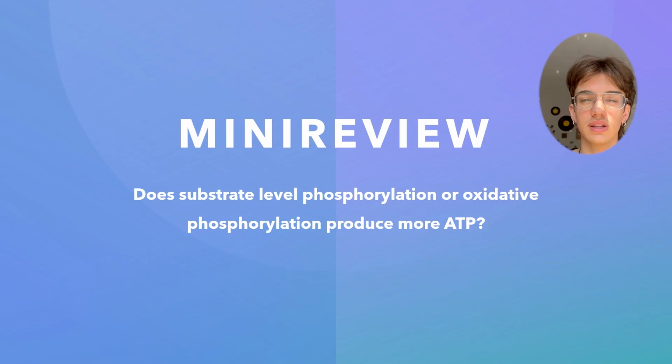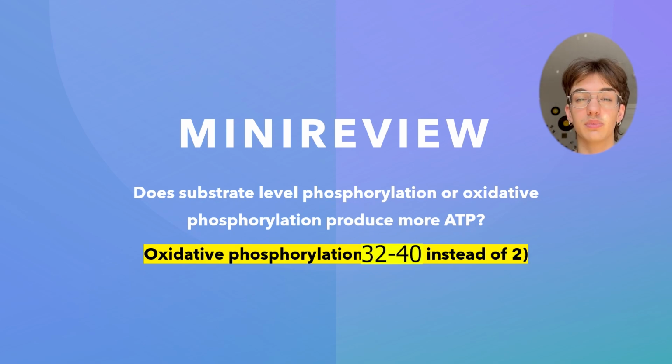Mini review: does substrate-level phosphorylation or oxidative phosphorylation produce more ATP? Oxidative phosphorylation produces more ATP. It produces 32 to 34, just 2 is produced by substrate-level phosphorylation, and oxidative phosphorylation has a much higher production of ATP because oxygen is a really good electron acceptor. It has a very high reduction potential, and this allows for a greater release of energy overall.